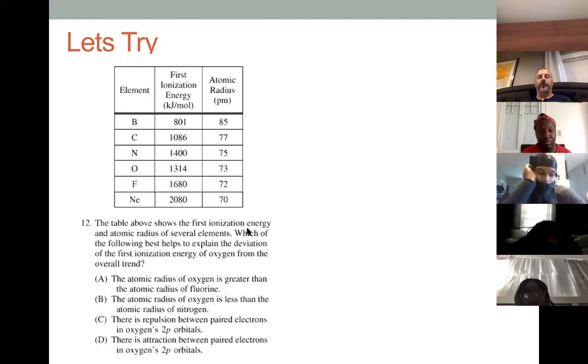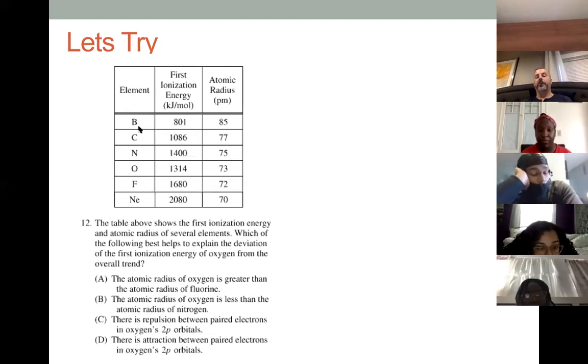And so this is an example of a problem that tests this. The table shows the first ionization energy and radius of several elements. Which of the following best helps explain the deviation in the first ionization energy of oxygen from the overall trend? So again, we're going right across row 2. So B, C, N. We're just continuing right across. O, F, and Ne. And we see it's increase, increase, decrease, increase, increase. So why do we get this little decrease again?